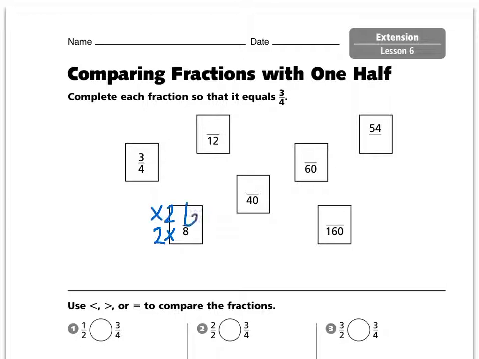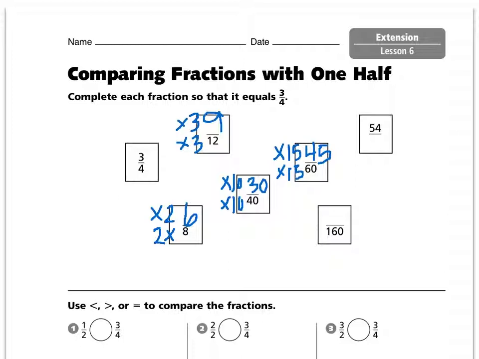3 times 2 is 6. 4 to go to 12. I know that I had to multiply it by 3, so I do the same to the top. 3 times 3 is 9. 4 to get 40. I multiplied it by 10, do the same to the top, and I have 30. I have 4 to get 60, and I know that I'm going to multiply that by 15. And I multiply 3 by 15 and get 45.